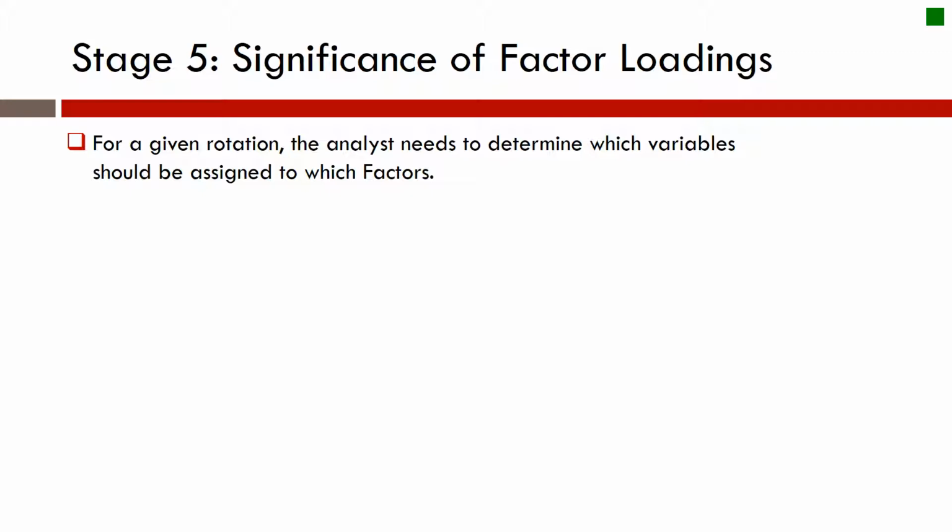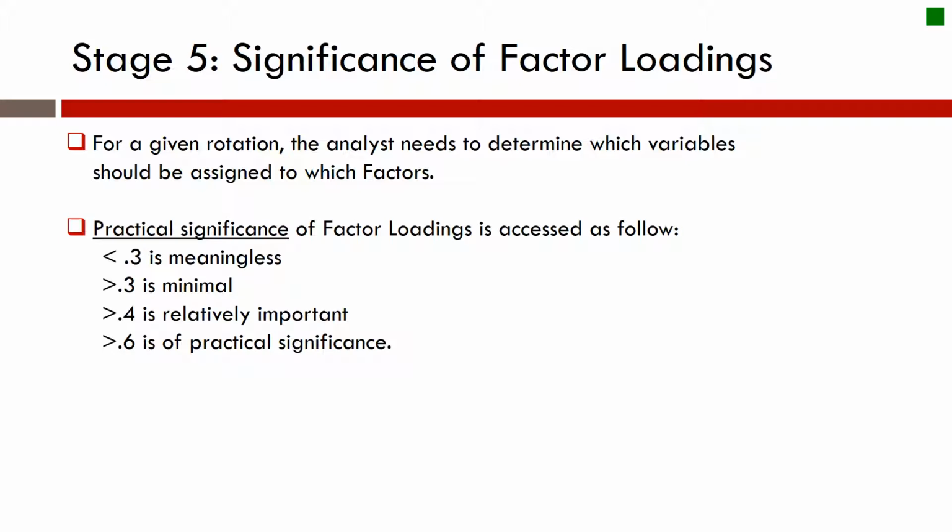Now at this point, once we have the data rotated and a solution presented to us, it's time to start looking at the factor loadings by variable and look at how each variable loads on each factor to determine the proper assignments. When we look at factor loadings, we want to look at the size of the loading and how strong it is. Generally, with a final solution, we want factor loadings that are above .6. That's something that we would want to have.